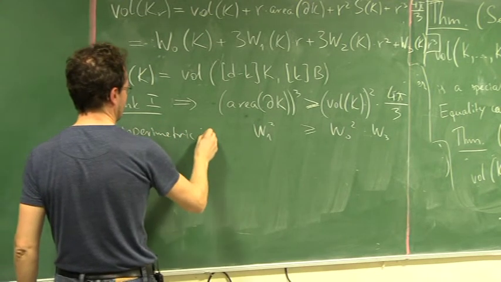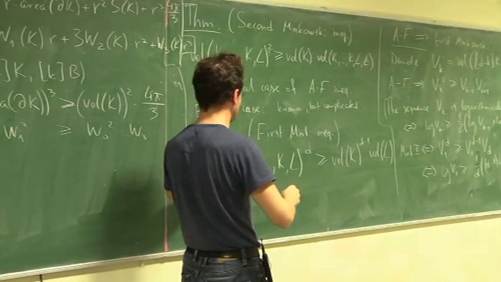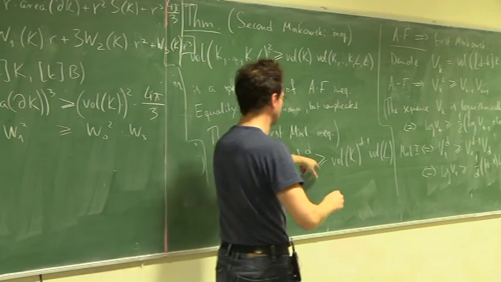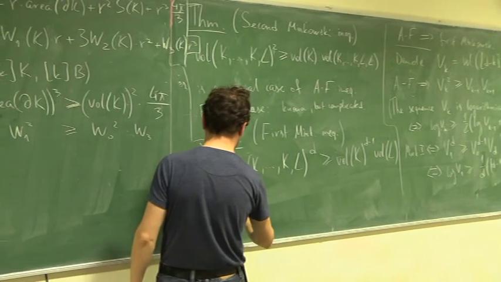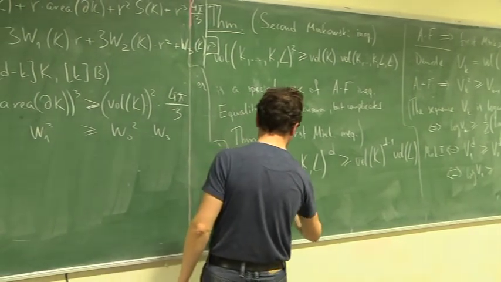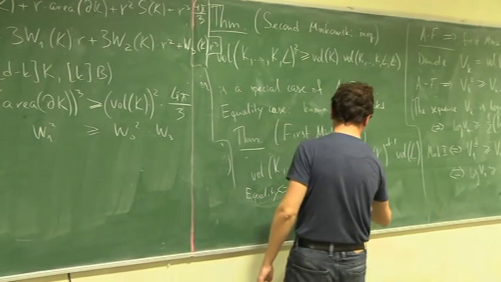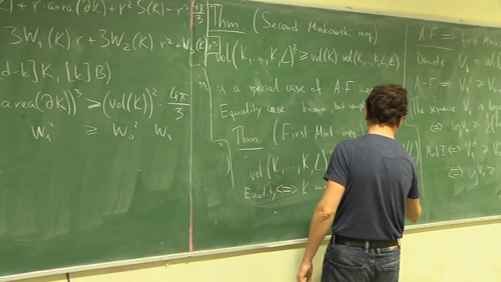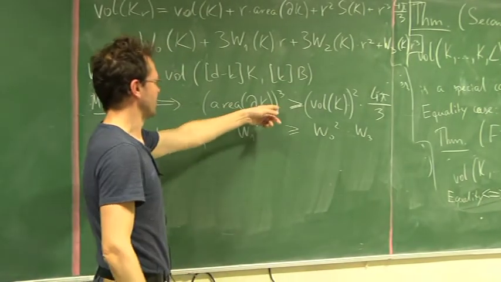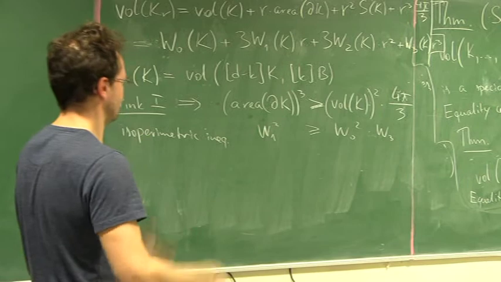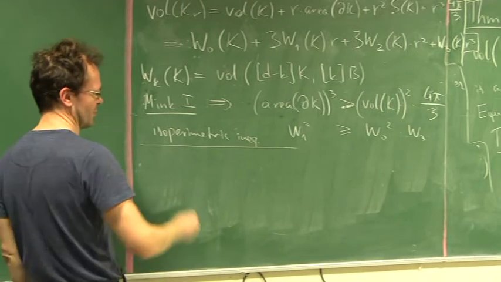And also the equality case, it's important. In this case, the equality case is very simple. In the first Minkowski inequality, equality occurs only if K and L are homothetic. So in this case, since L is the ball, the equality occurs only if K is a ball. So that's then the proof of the isoperimetric inequality from these inequalities for mixed volumes.